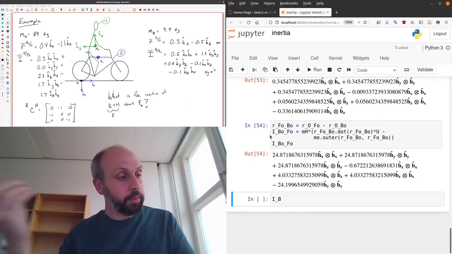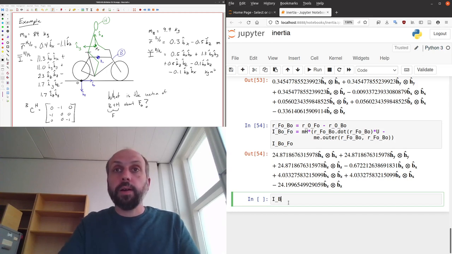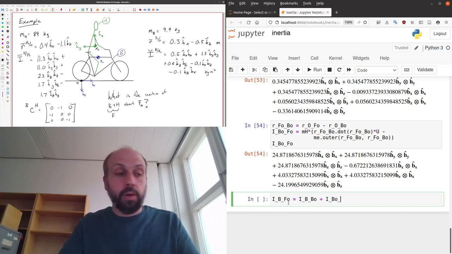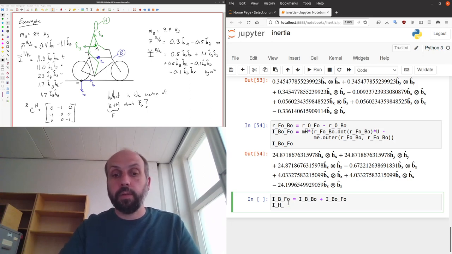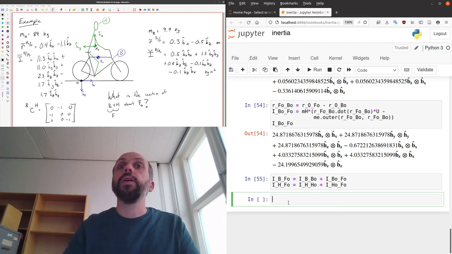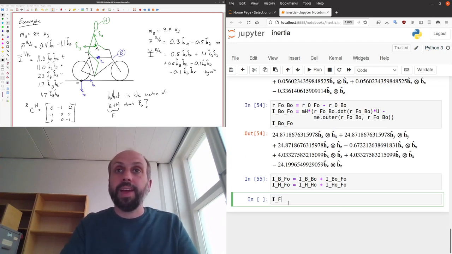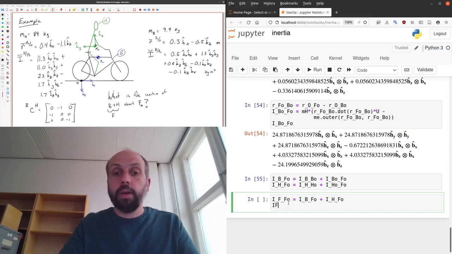Then once we have them all about FO, we can sum them up to get the total new inertia. All right. So we then do I of B with respect to FO, which is going to equal I of B with respect to BO plus the shift term. And similarly, I of H with respect to FO equals I of H with respect to HO, the central inertia, plus the shift, this term to shift it. And then if I just sum those together, I can get I of F with respect to FO, the central inertia dyadic of the whole combined body.